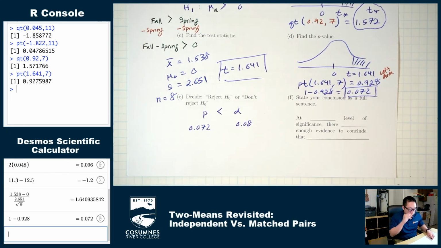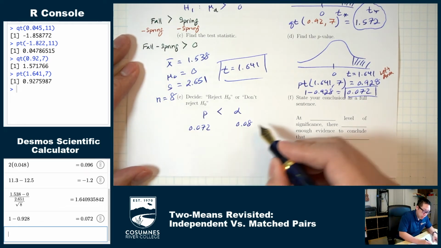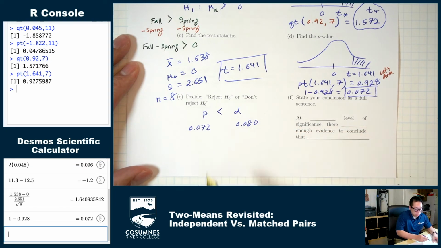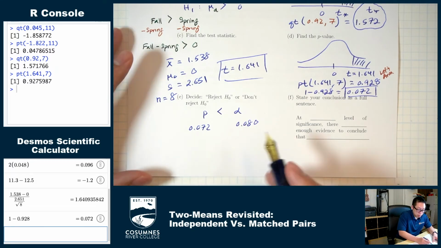If you need to add zeros so that you match the number of decimal places, let me add a 0 here to make both of them 3 decimal places. This is really 72 versus 80. It is less, so if it's less, you should reject.